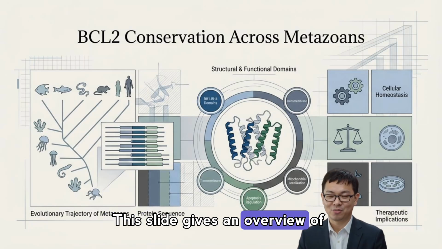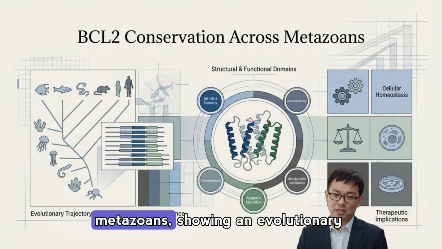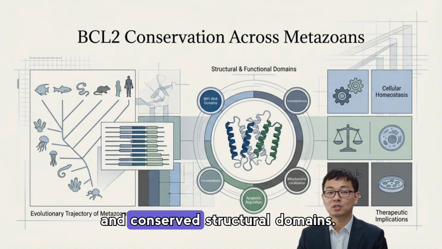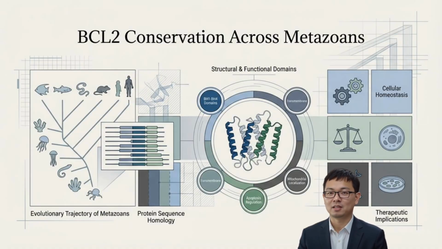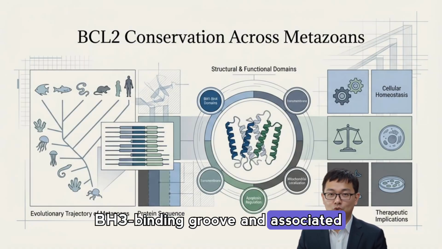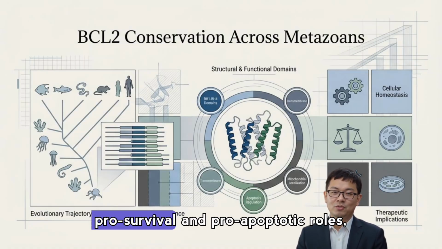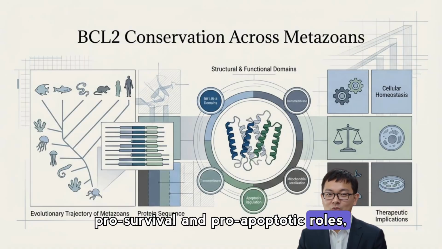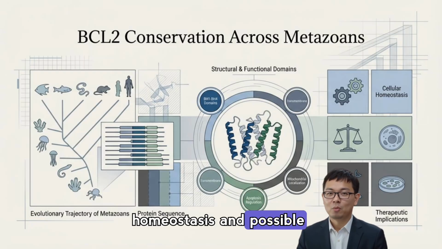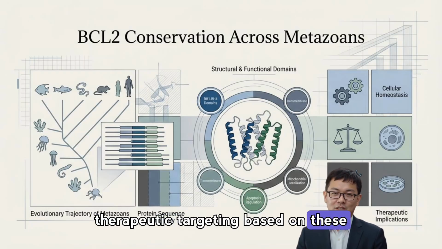This slide gives an overview of BCL2 conservation across metazoans, showing an evolutionary tree, protein sequence homology, and conserved structural domains. The central image highlights the BH3 binding groove and associated motifs that underpin both pro-survival and pro-apoptotic roles, while side panels point to cellular homeostasis and possible therapeutic targeting based on these conserved features.